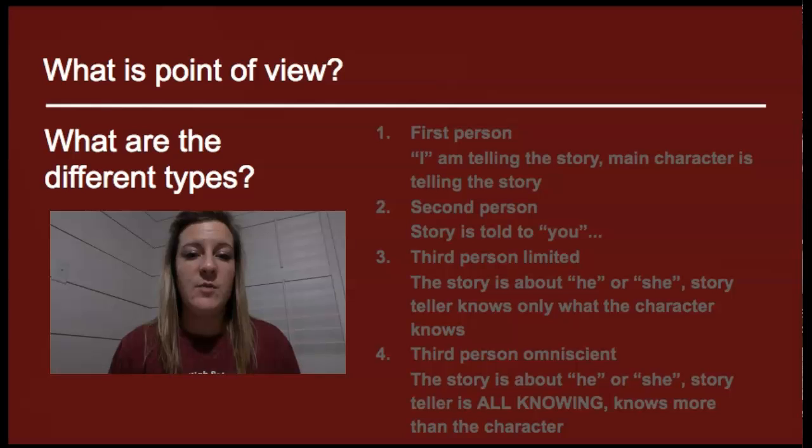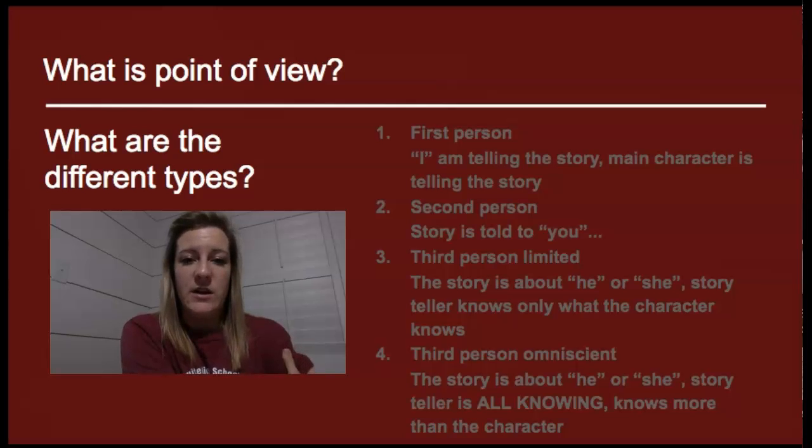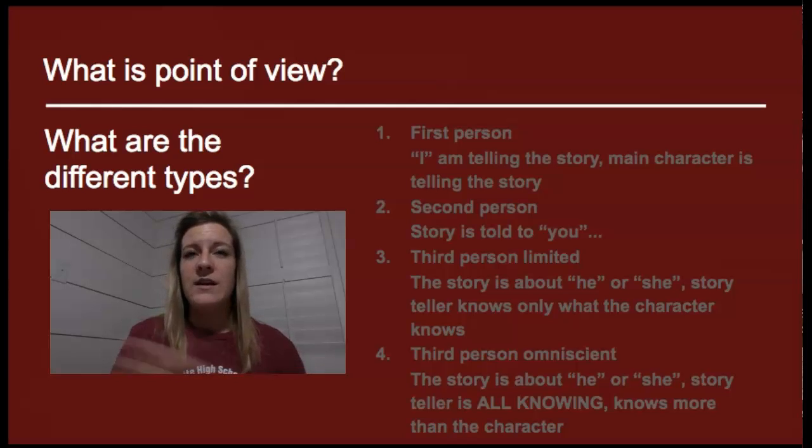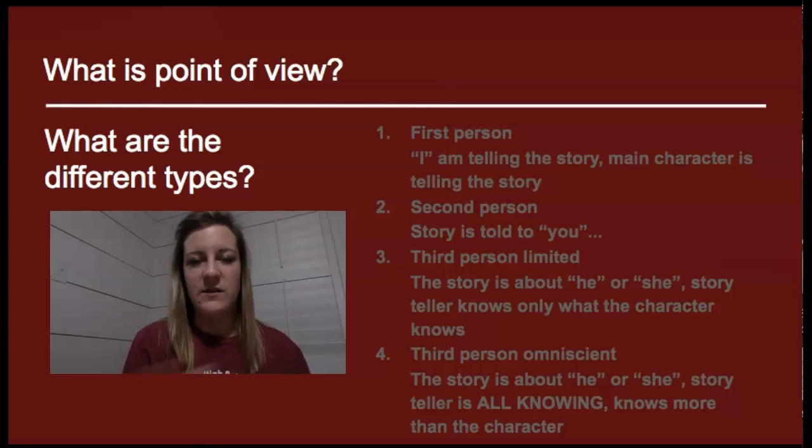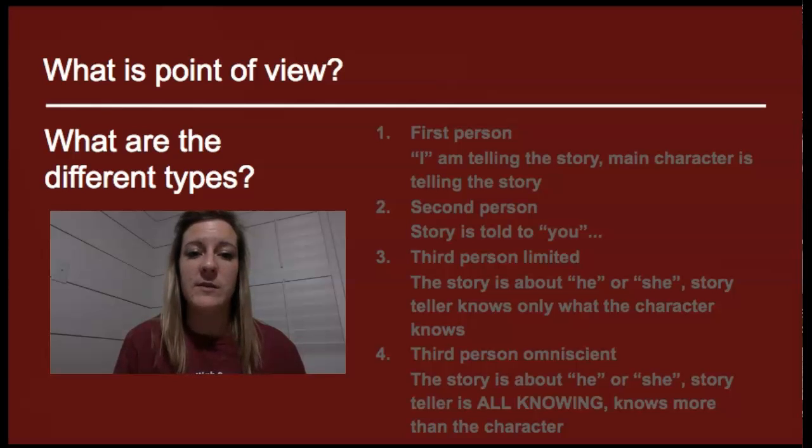Okay. Third person limited. So there's different types of third person point of view. Third person limited is the story is about he or she. So the storyteller only knows what the character knows and experiences. So he did this, she did that, he said this to her, that kind of thing. So you're standing from a perspective outside of the story, but you only know what the main character knows. Okay, third person limited.